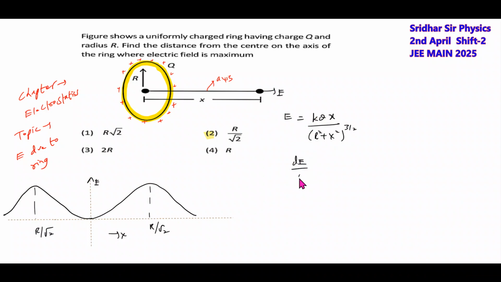Differentiating this and equating to 0, we'll get x equal to plus or minus R by root 2, where this is x equal to 0, where the field will be maximum. And there's a direct question from electrostatics, E bar due to the ring. From this graph you are able to understand.